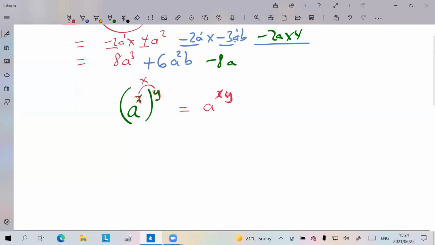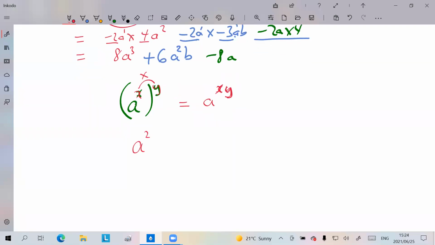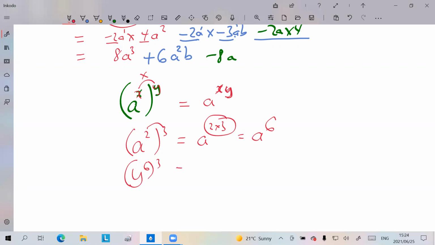So let's take an example that might be easier to understand. If I had a to the power 2 to the power 3, 2 times 3 is 6. So it's a to the power 6. You just write a to the power 6. You don't have to show the step. I'm writing the step to explain. If I had y to the power 6 to the power 3, you simply go 6 times 3 is 18. So it's y to the power 18. That's your answer.